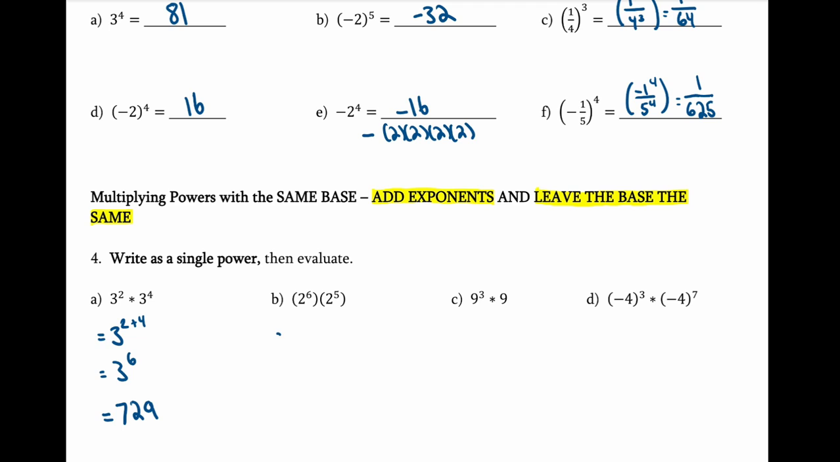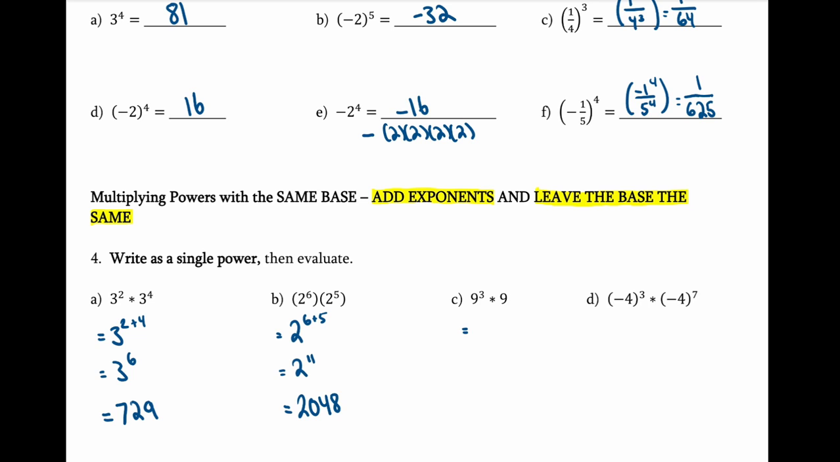B, same idea. I have two powers with the same base. They're being multiplied, so it would be 2 to the power of 6 plus 5. We add those exponents, or 2 to the power of 11 as a single power. And then if we want to evaluate them, this is just entering into a calculator. 2 to the power of 11 equals 2048.